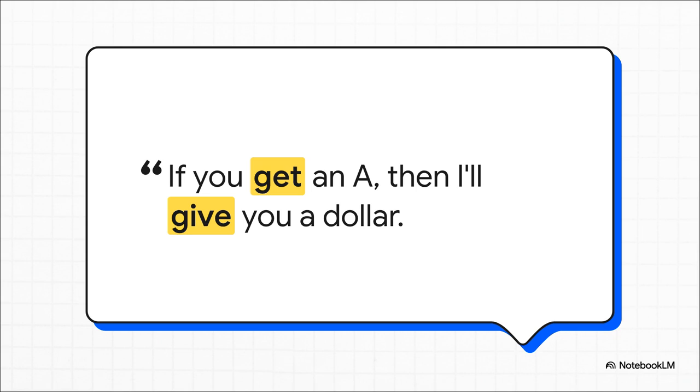Okay, but here's the tricky part. What if you don't get an A? Does it matter what I do? Nope. Whether I give you $1 or not, I haven't broken my original promise. So in both of those cases, the statement is considered true. And that's the key. An if-then promise is only broken, only false, in that one specific situation.